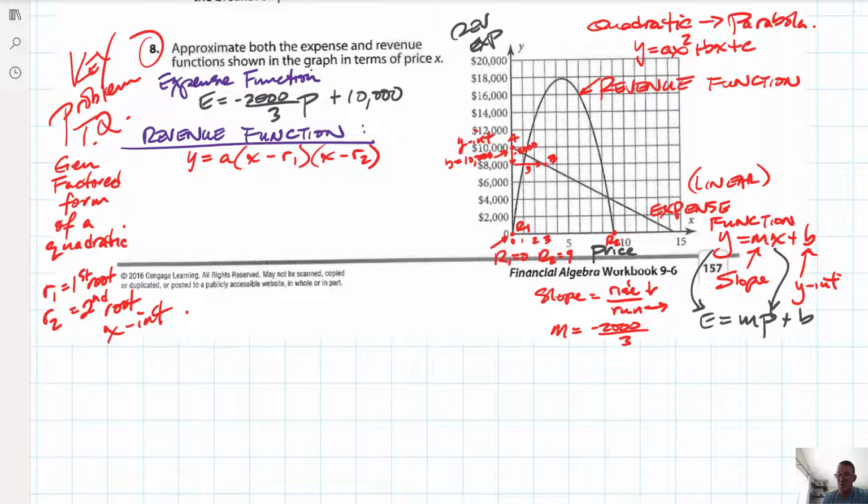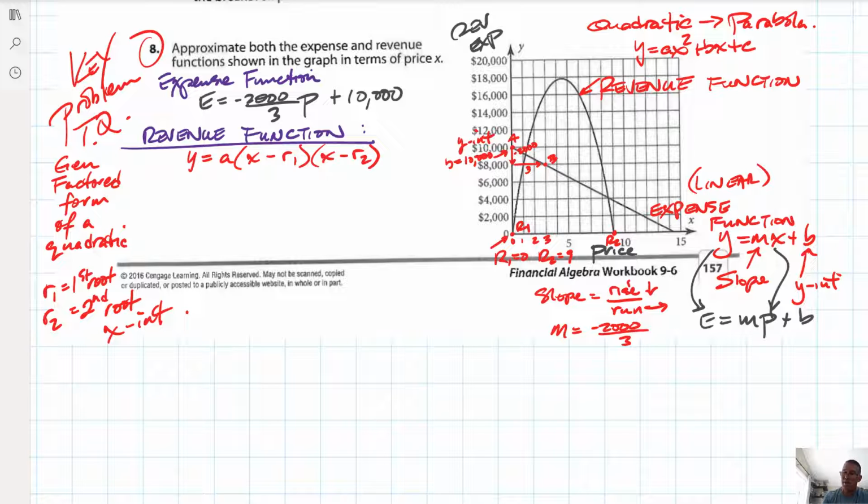No problem there. This a right here is determined by a point on the graph, and it should be negative because the parabola opens down. So whatever we get for a should be negative something.